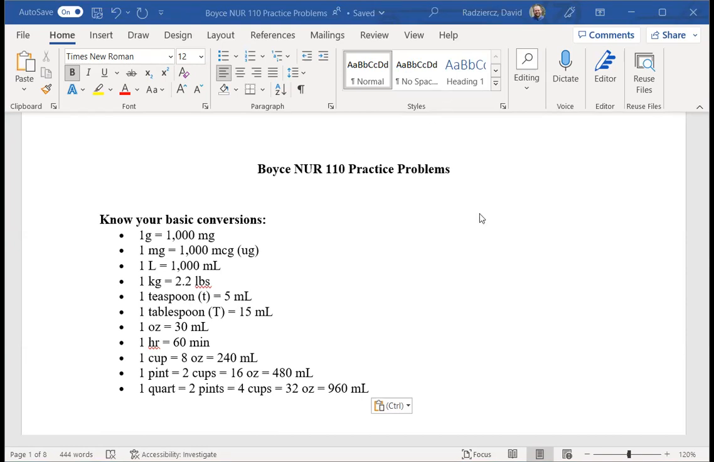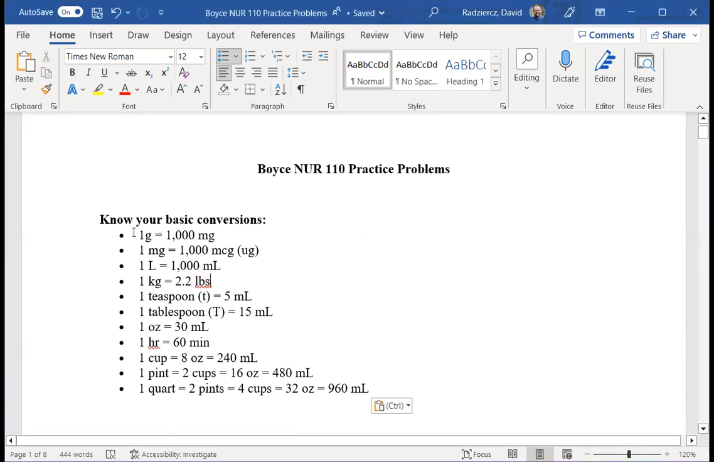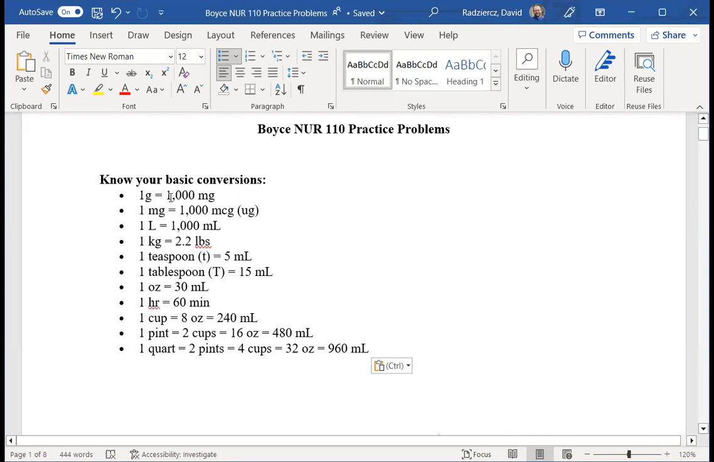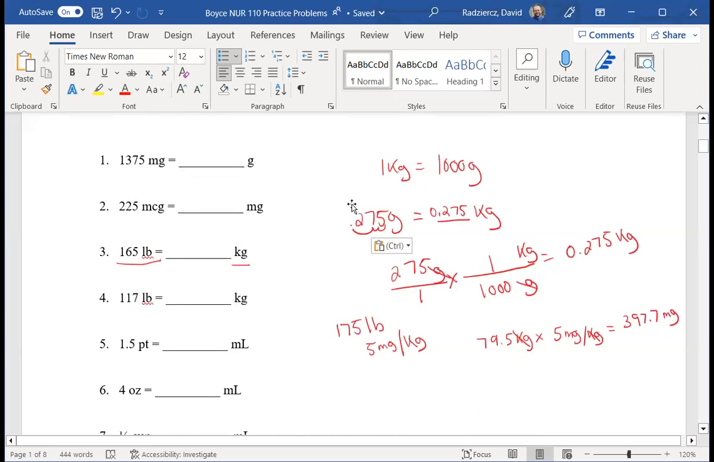All right, so these are the conversion factors that you need to know and have memorized. You need to know that a gram is 1,000 milligrams, a milligram is 1,000 micrograms, a liter is 1,000 milliliters, and on down. Some of the ones that are a little bit more tricky are the ones that are involved, like cups to ounces to milliliters, pints to cups to ounces to milliliters. You need to know how to work with these, and my hope is that I can show you, and then with some practice, you'll be able to get through these.